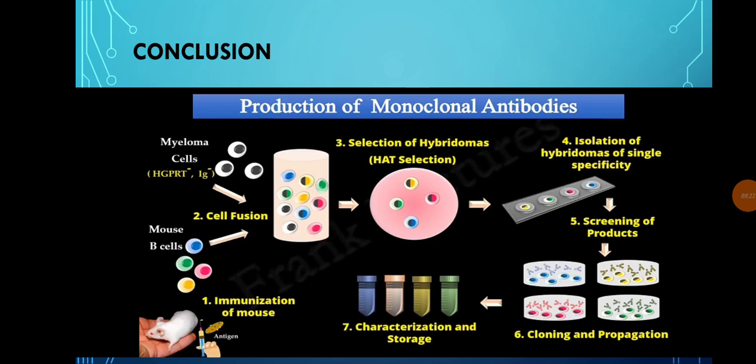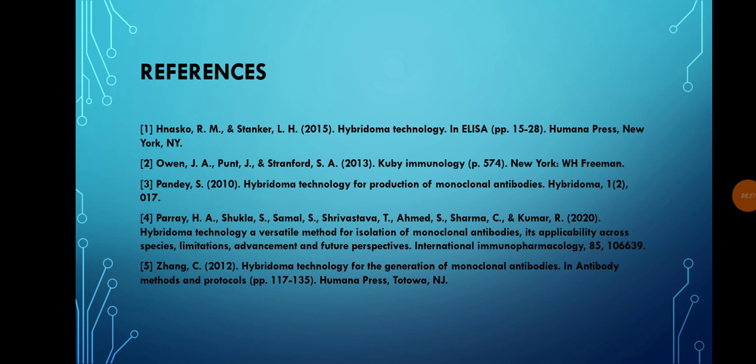Production of monoclonal antibodies is shown in a diagram as follows. Firstly, immunization of mouse, then cells are fused, selection of hybridomas in HAT medium, isolation of hybridomas of a single specificity, screening of products, cloning and propagation, characterization and storage.